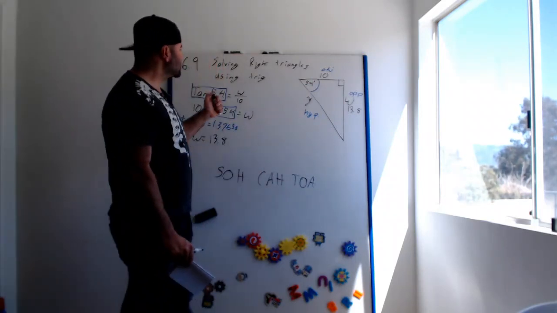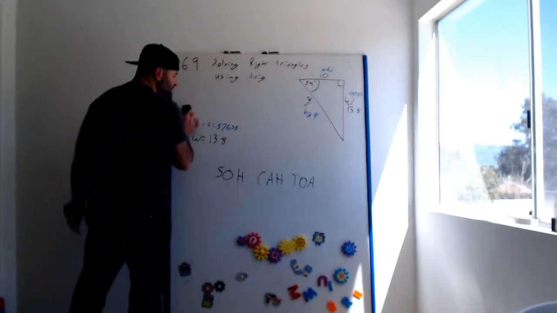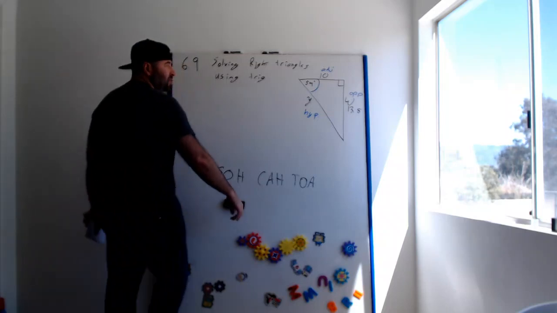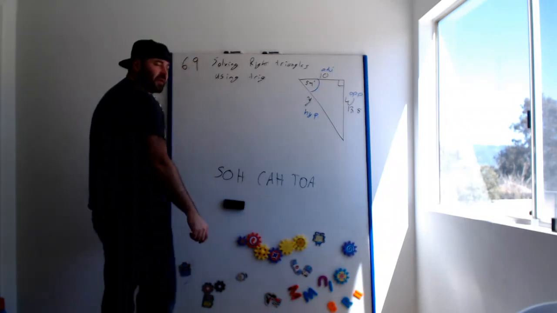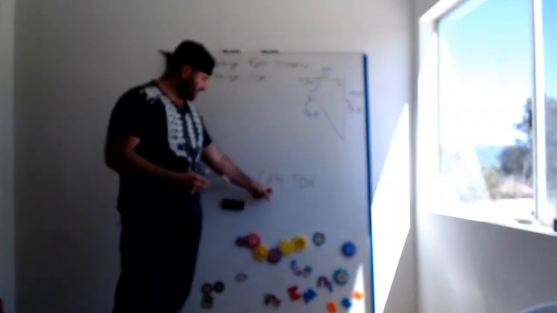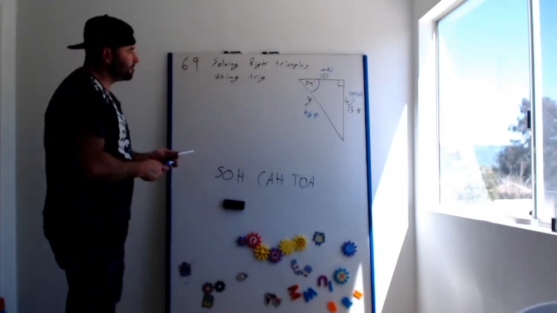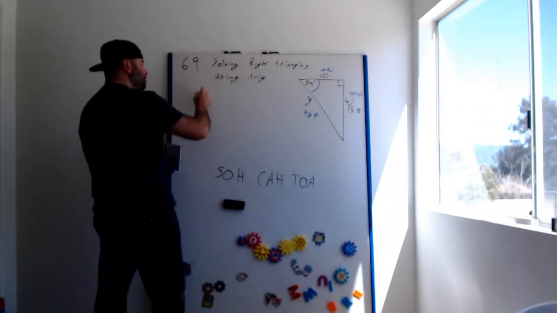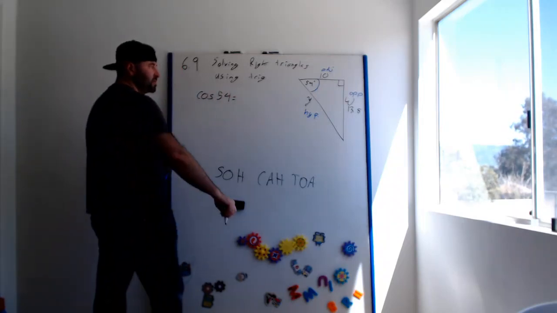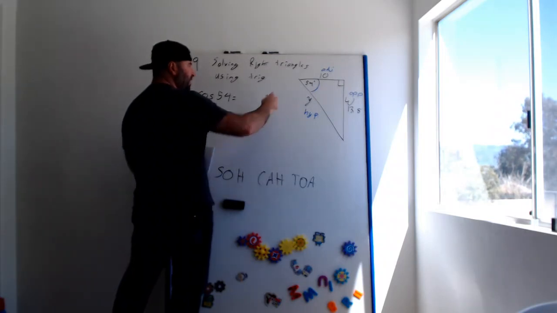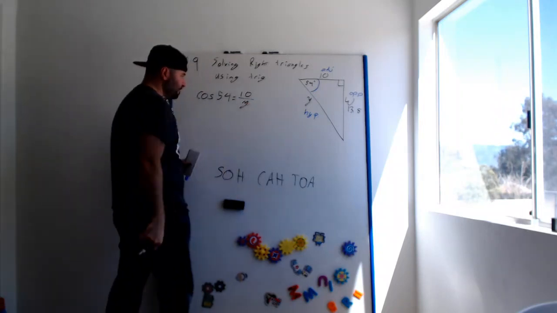Okay, so when I do that, now I want to look for which trig function uses the side adjacent and the hypotenuse. So adjacent and hypotenuse, in this case we're going to use cosine. So cosine of 54 is equal to adjacent over hypotenuse, 10 over Y. Okay.